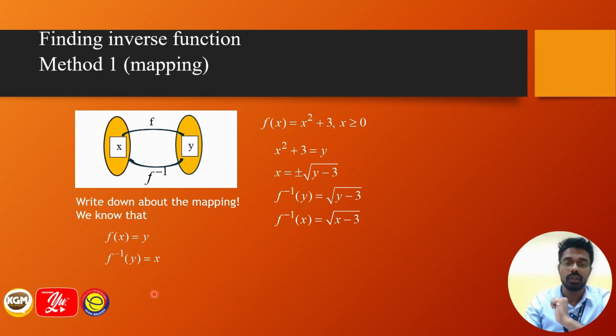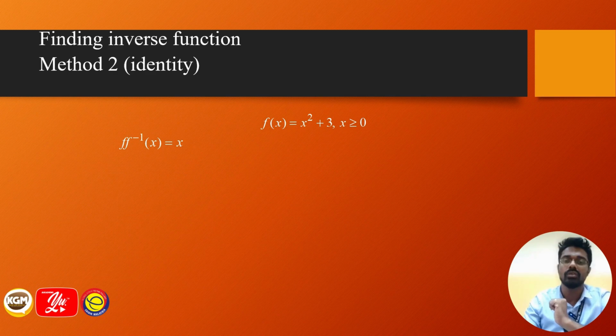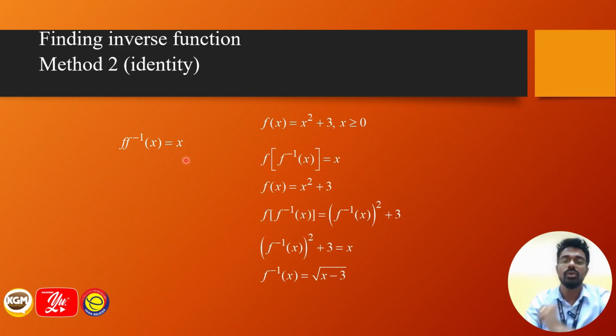However, if you like to use identities, this is the second method. You can use this identity also, no problem. f composite f inverse gives you x. This is an identity. Since this is a function, I go and work out my own f of f inverse, meaning the place of x has been replaced by f inverse of x.